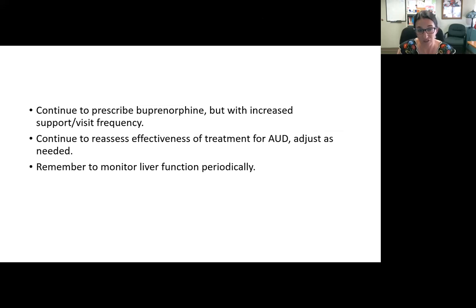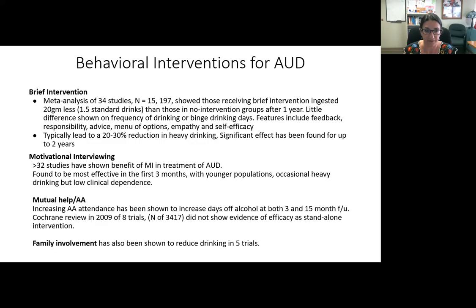So we want to continue to prescribe her buprenorphine. It would be more harmful to her to withhold it, but we want to increase support, and that can involve increasing visit frequency as well. Certainly want to continue to reassess the effectiveness of our treatment for her alcohol use and adjust that as needed. And just remember to periodically monitor her liver function, certainly if we're seeing concerning alcohol use, that's something that we don't want to forget to assess.